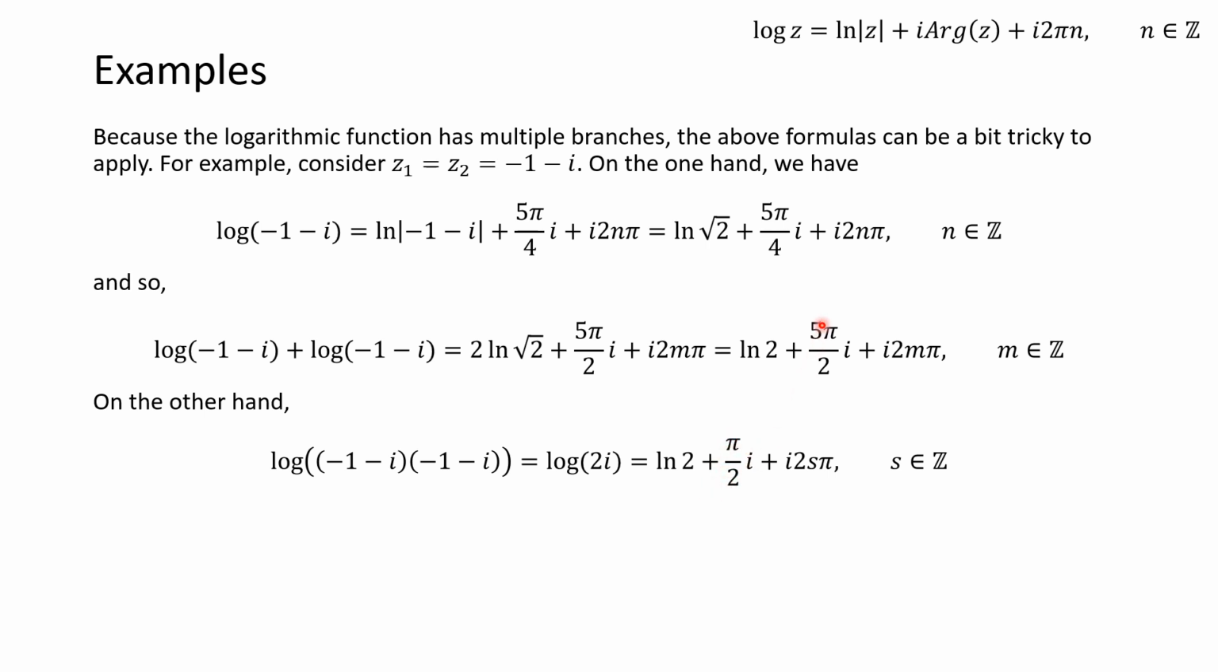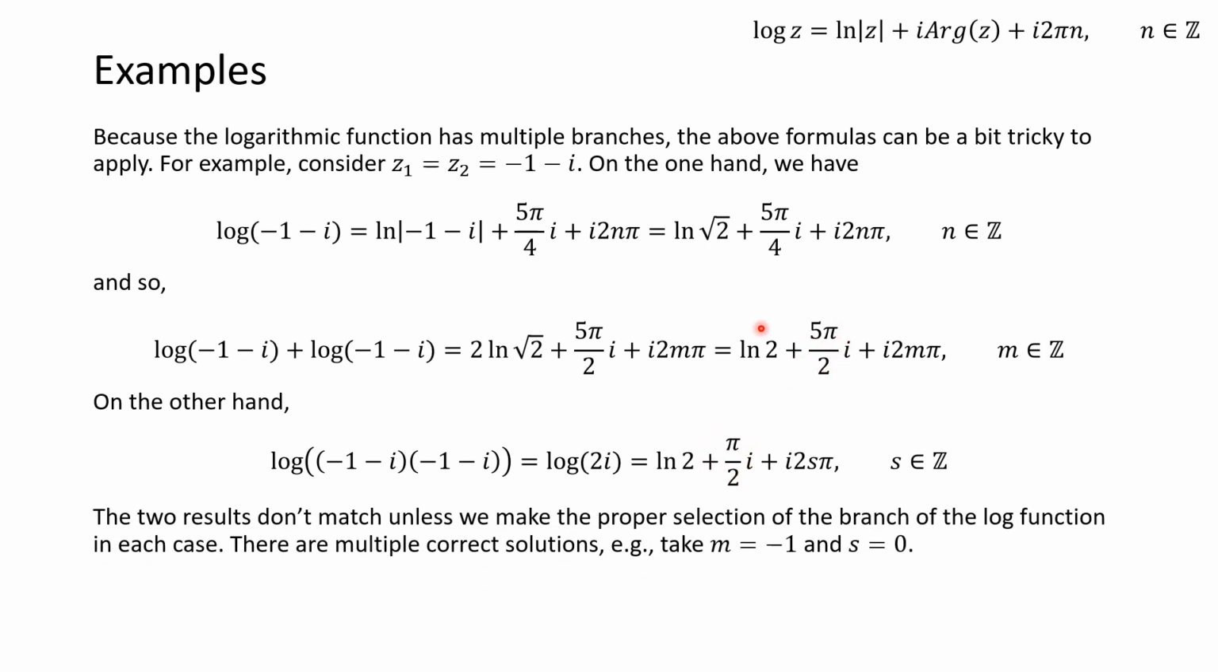The modulus is 2, and the argument is pi over 2. So you can see the issue we had here. They're not equal, unless we adjust the value of m and s here. So if we let m equal minus 1 and s equal 0, then these two line up.